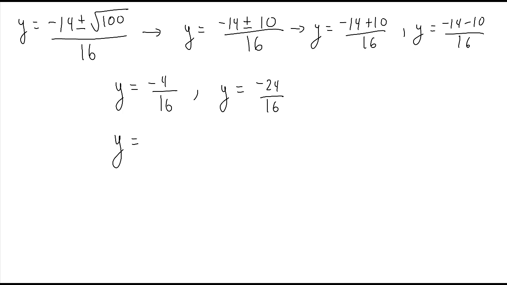Negative 4 over 16, those are both divisible by 4, so divide them both by 4 and get negative 1/4. There's our first solution. Negative 24 over 16, those are both divisible by 8. So divide those both by 8, I get negative 3 over 2. So negative 1/4 and negative 3 over 2.